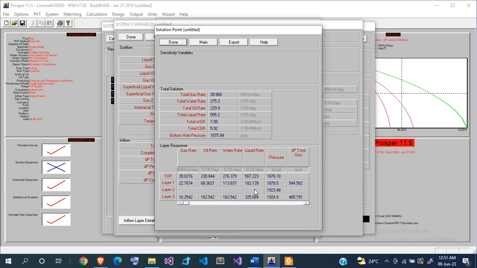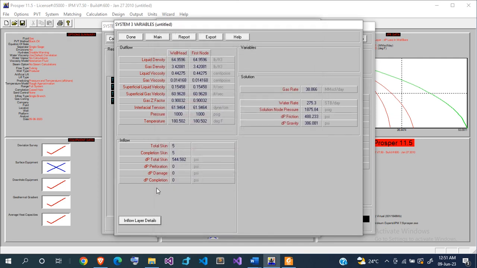Since there is no production value for the middle layer, neither for gas, oil, water, liquid, none, we can say there is no cross flow between those two layers. The top layer is just producing on its own, and it's not communicating with the bottom layer. That's why there's no production here. The only thing we have is just pressure losses here, which is very okay. This one is very important to know the contribution from each layer.